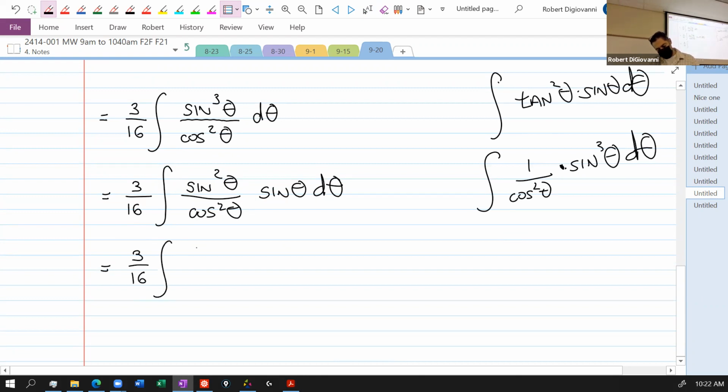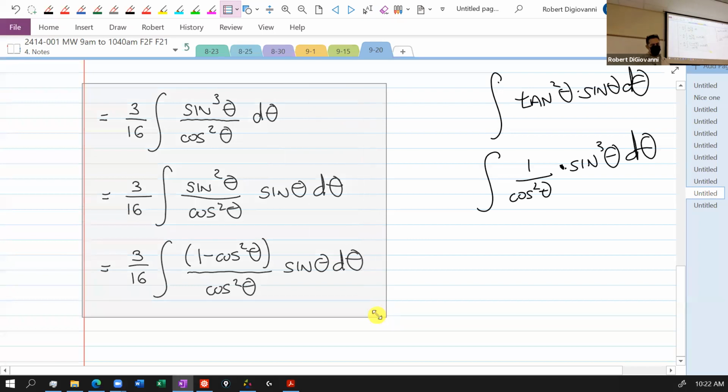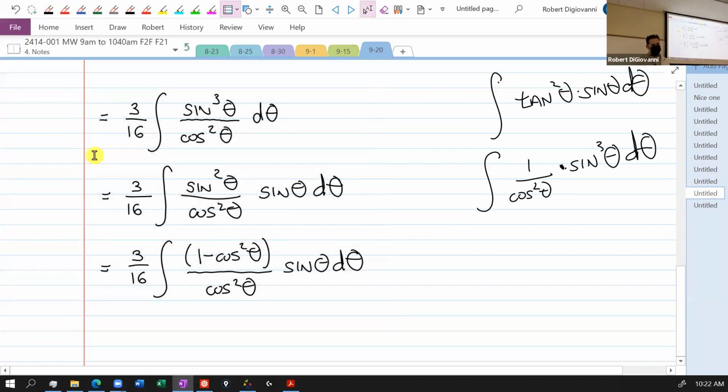3/16 integral. Why didn't I rewrite the sine squared as 1 minus cosine squared on top? This is all legit, isn't it? I haven't done anything wrong, I haven't broken any algebra.